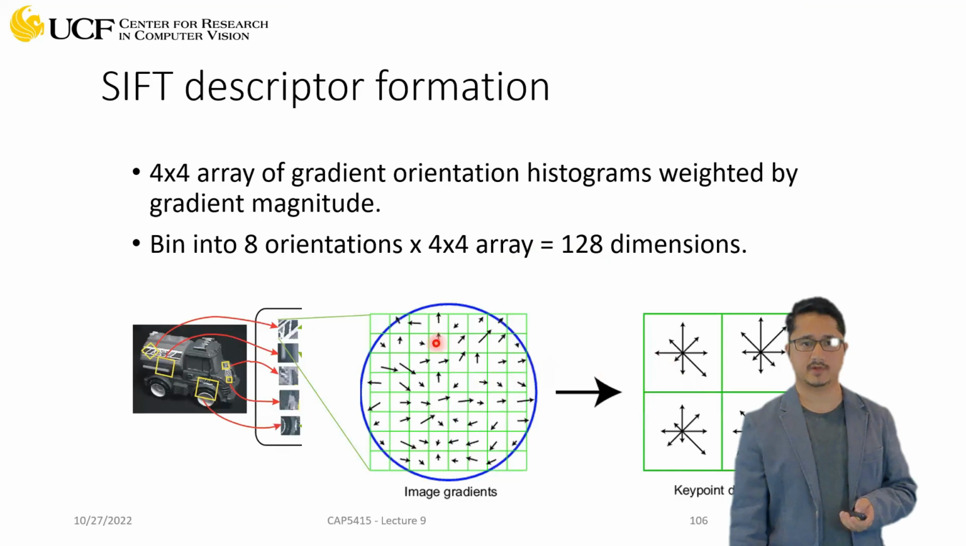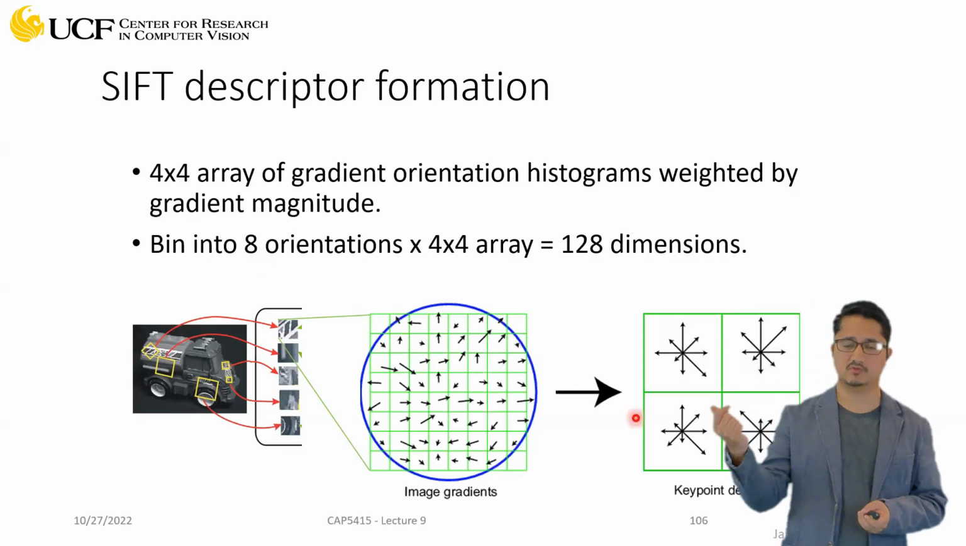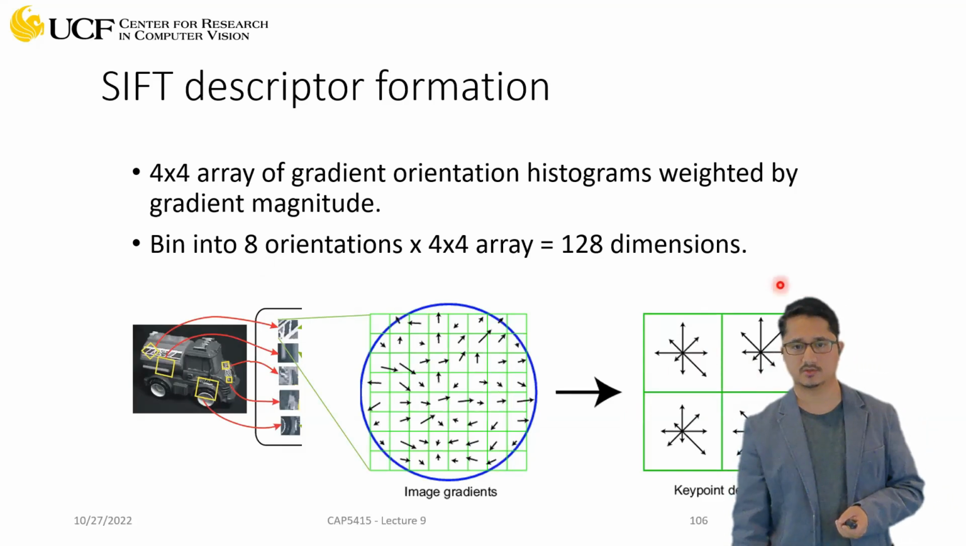So if you divide that into 4 cross 4 cells, each cell is 4 cross 4, and for each cell you will have an 8-dimensional histogram. And again, you just concatenate those like you were doing for the HOG feature. That is going to give you a 128 dimensional feature vector.